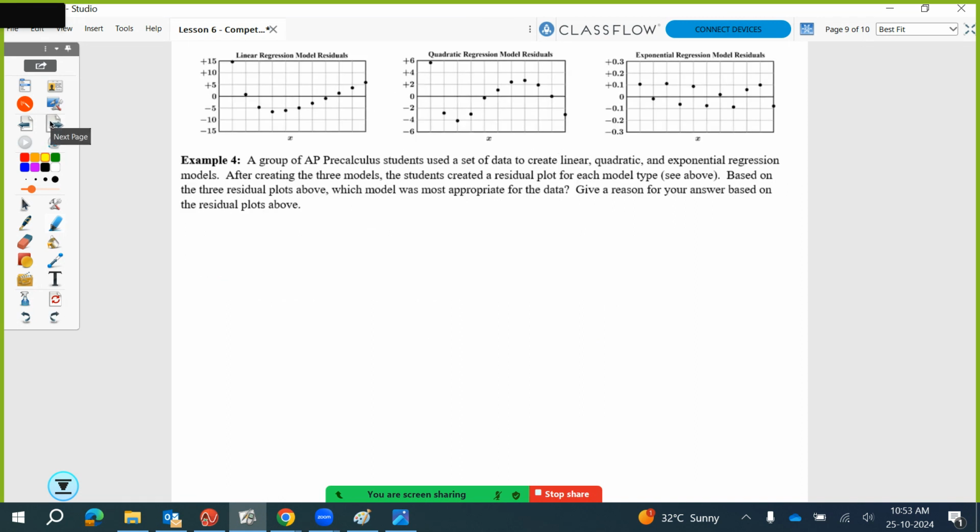All right. So linear regression models, quadratic regression model, and exponential regression. A group of AP students use a set of data to create a linear, quadratic, and exponential regression model. After creating the three models, the students created a residual plot for each model type. Based on the three residual plots above, which model was most appropriate for the data? Give your reasons. Discuss with the person next to you.